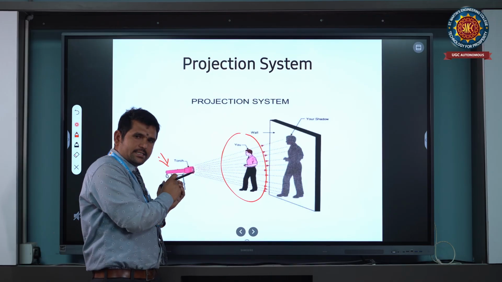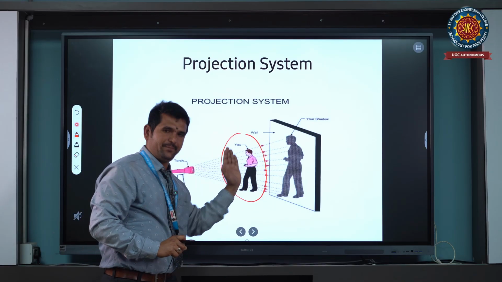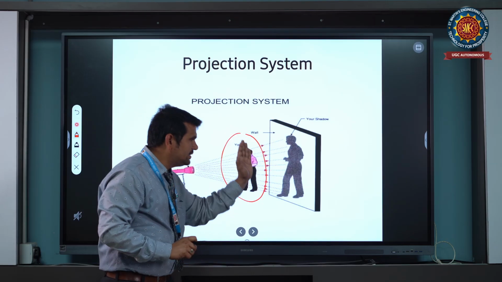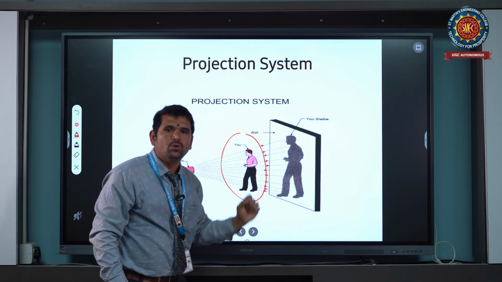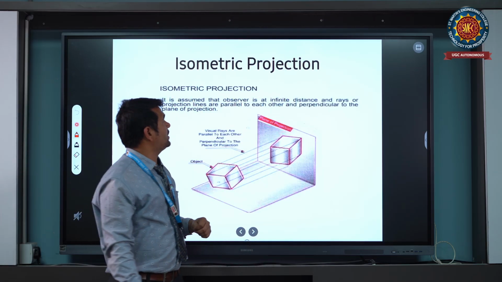So when we are focusing, this shadow should be greater than the object. So this is called the perspective view. So that is the perspective view in orthographic projections.